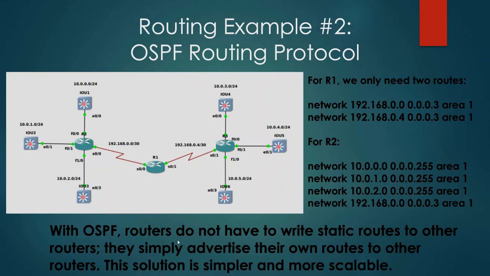So with OSPF, routers do not have to write static routes to other routers, nor do they have to write default routes, at least in most configurations. They simply advertise their own routes to other routers. The solution is simpler and much more scalable. I mean, if we were to add another route to R2, we only need to edit R2. That's it.